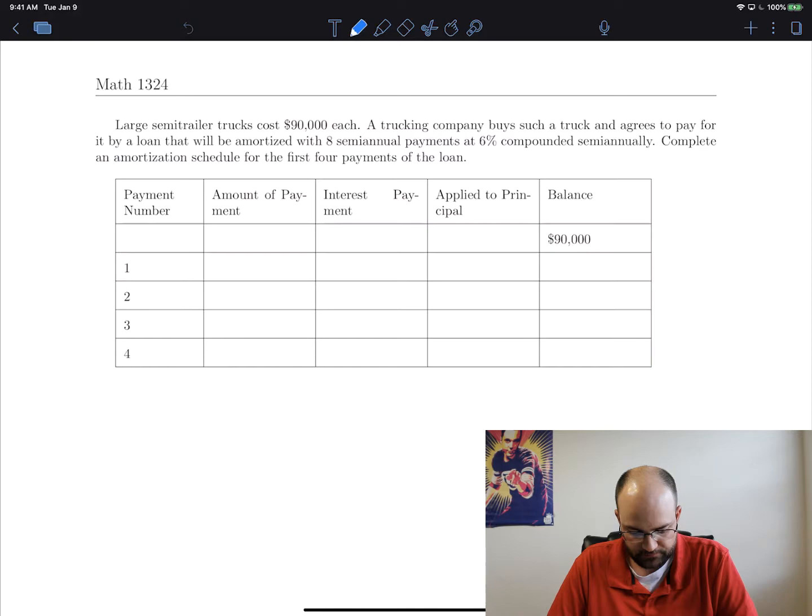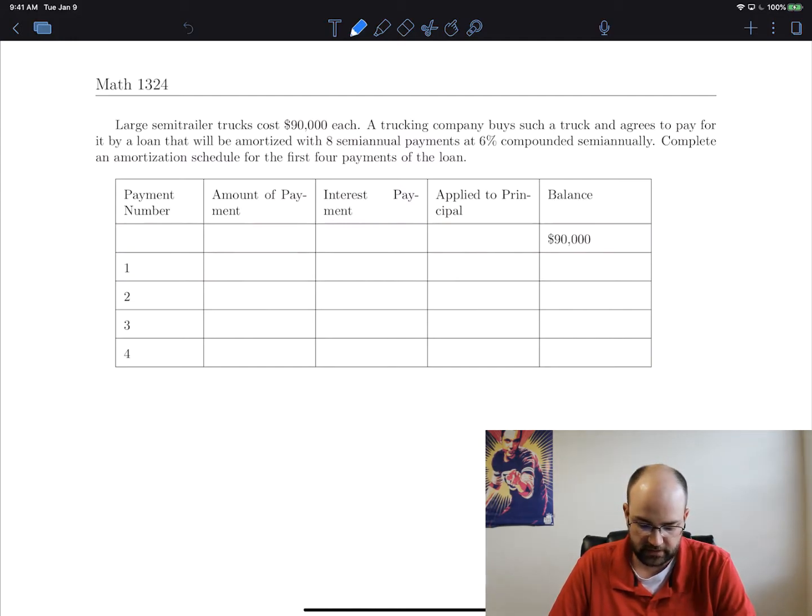In this example, we have large semi-trailer trucks that cost $90,000 each. A trucking company buys such a truck and agrees to pay for it by a loan that will be amortized with 8 semi-annual payments at 6% compounded semi-annually. Complete an amortization table for the first 4 payments of the loan.